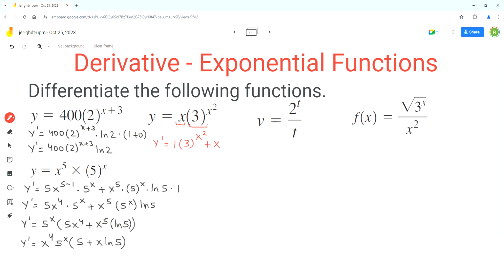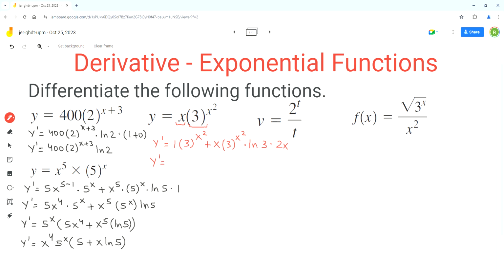Now this is an exponential term with a base 3. So the derivative is the exponential term itself times ln of the base times the derivative of the exponent. And the exponent is x squared. So the derivative of x squared as per the power rule is 2x. Now we can simplify this expression.